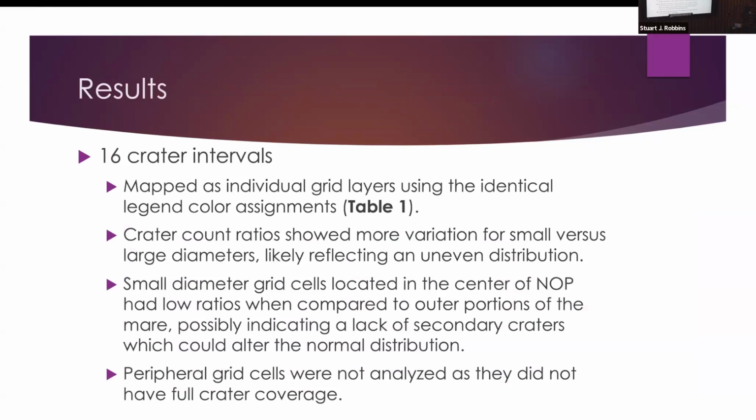So the results: we did have the 16 crater intervals mapped as grids. We saw that in Table 1. And the crater count ratio showed more variation for small versus large diameter craters. That probably reflects an uneven distribution. Small diameter grid cells located in the center of northern Oceanus Procellarum had low ratios when compared to outer portions of the mare.